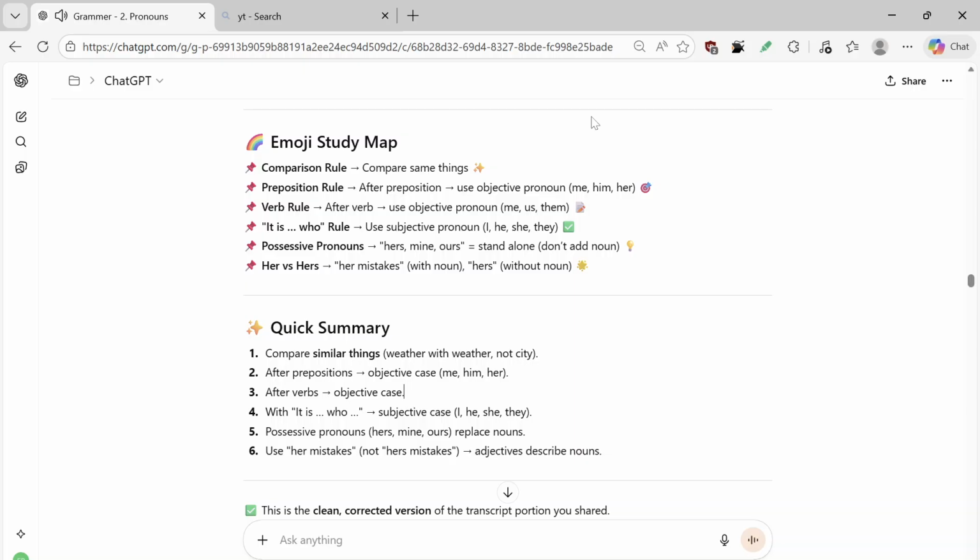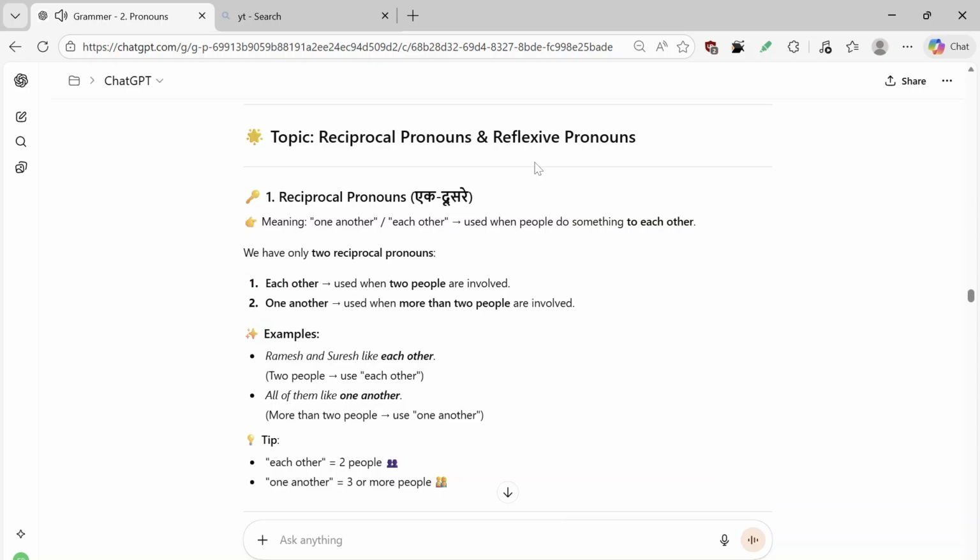Adjectives describe nouns. Topic: reciprocal pronouns and reflexive pronouns. Number 1. Reciprocal pronouns. Meaning: one another, each other. Used when people do something to each other. We have only 2 reciprocal pronouns. 1. Each other, used when 2 people are involved. 2. One another, used when more than 2 people are involved.